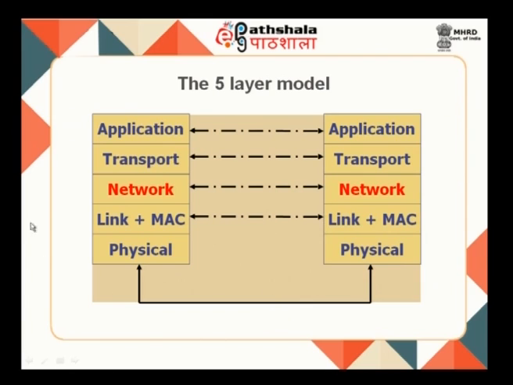So, with this we end up with what we call the 5-layer model, right. Starting from just a 2-node network, if you keep on adding complexity to reach the situation we have today, which is a network of networks or a global network, the internet, you can see that there are at least these 5 different layers. This is what has given rise to our 5-layer TCP/IP model. So, we have the application layer, the transport layer, the network layer, then the link plus MAC, the media access control layer, and the physical layer.